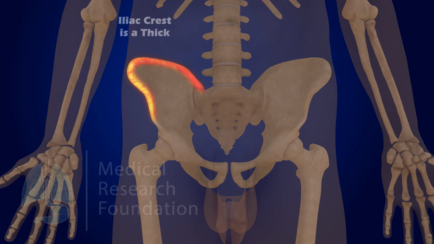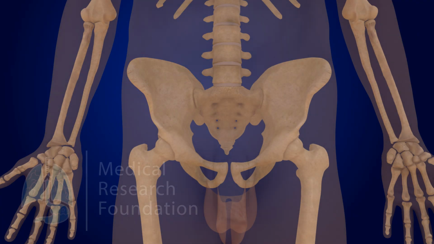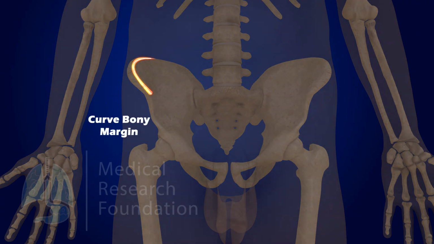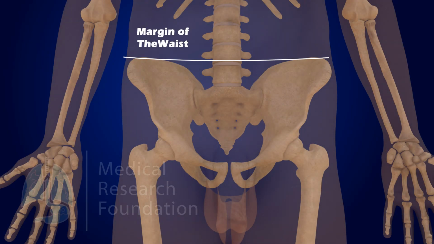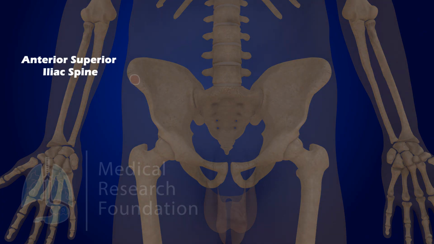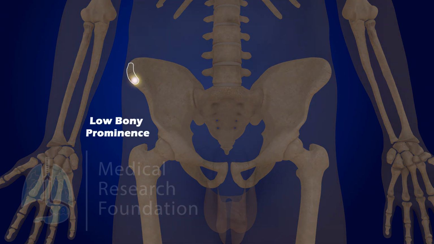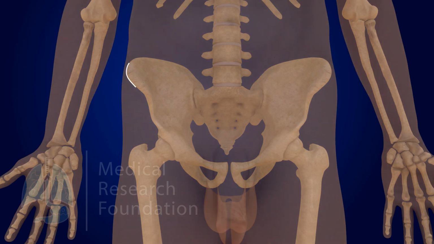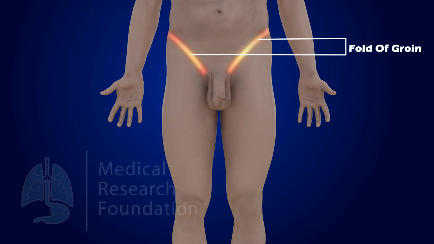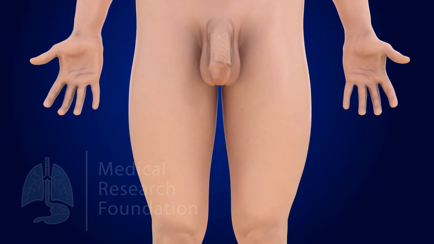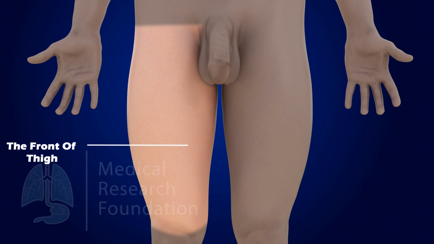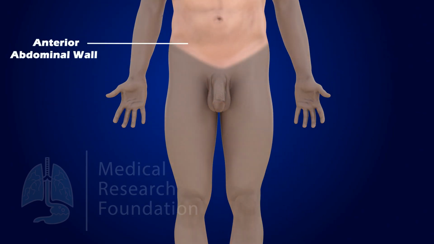Surface landmarks. Iliac crest is a thick, curved bony margin, forming laterally the lower margin of the waist. Anterior superior iliac spine is the anterior end of the iliac crest. Tubercle of the iliac crest is a low bony prominence situated on the outer lip of the iliac crest. Fold of groin is a shallow curved groove which separates the front of the thigh from the anterior abdominal wall.